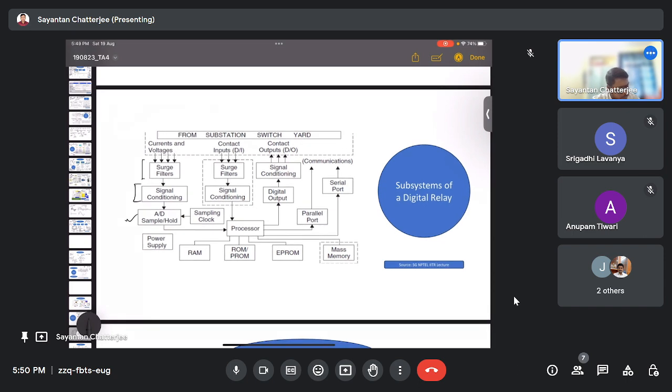So this is mainly the operation. We have the RAM, ROM, EPROM, and after that we have the serial port, where the relays can communicate with other relays. This aids in communication between relays and would aid the wider WAMS-based architecture. If in some location an operation needs to be performed, that information can be shared with the other location, which would aid the proper functioning of the smart grid architecture.